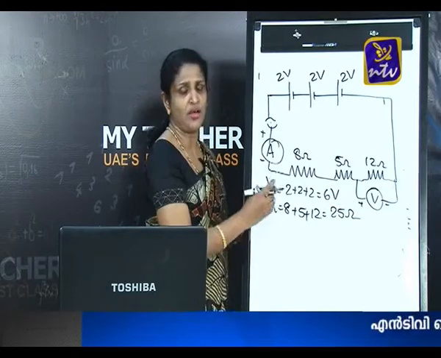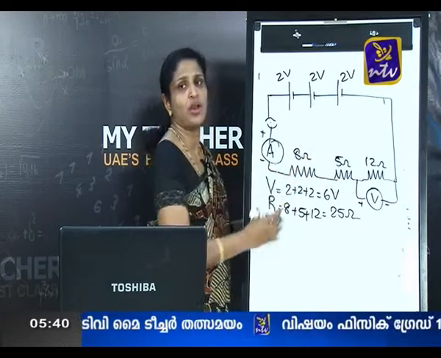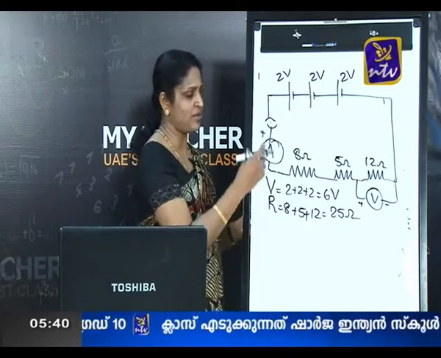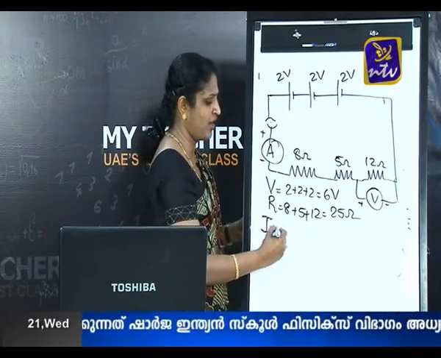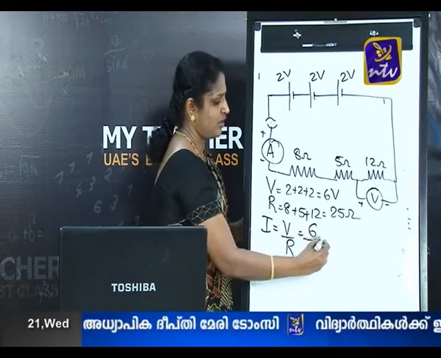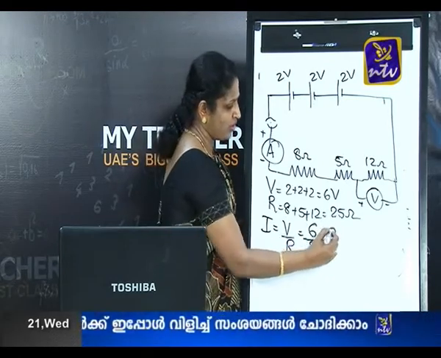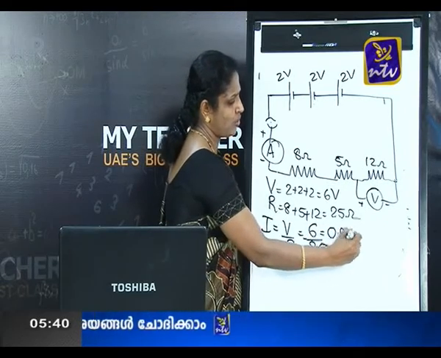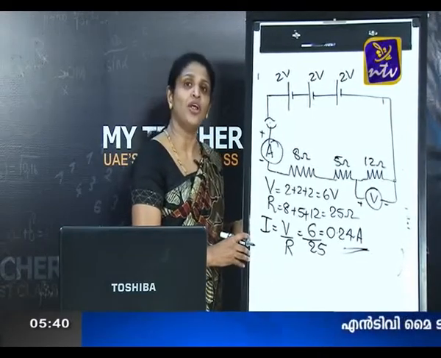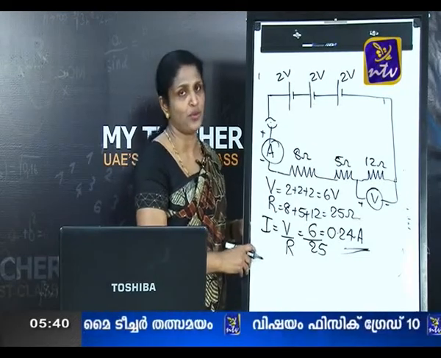So, every resistor, that 8 ohm, 5 ohm and 12 ohm, they all get the same value of the current. So, ammeter reading can be obtained by dividing V by R according to Ohm's law. V is equal to 6, the resistance is equal to 25 ohms, then you can divide it: 6 divided by 25, the answer obtained will be equal to 0.24 amperes. The amount of current flowing through the circuit will be equal to 0.24.